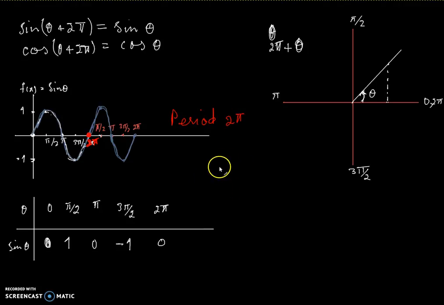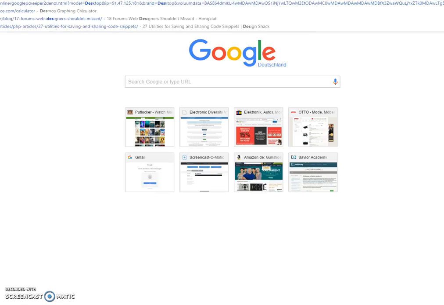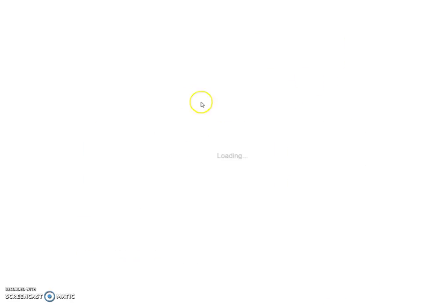Now, this was the sine function. Now the cos function basically behaves in the same way, except it starts from here, because cos 0 is 1, so the function starts from here and starts coming down like this. Let me show you the graph of the cos function.